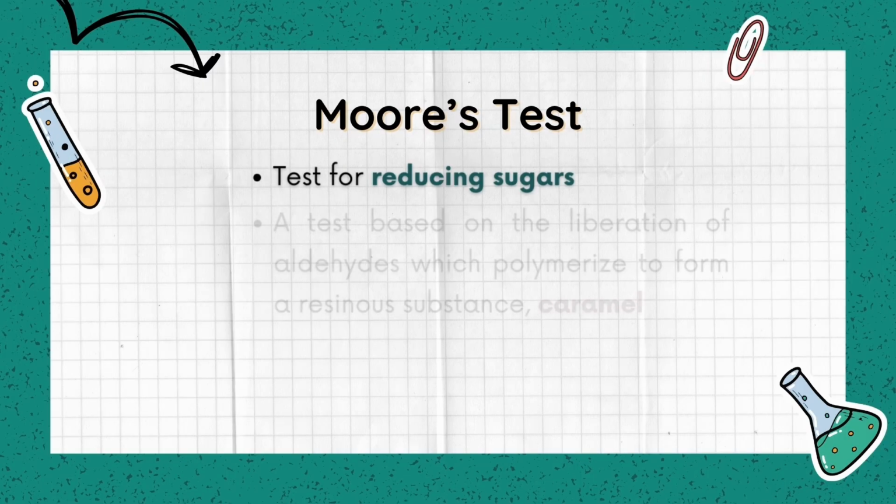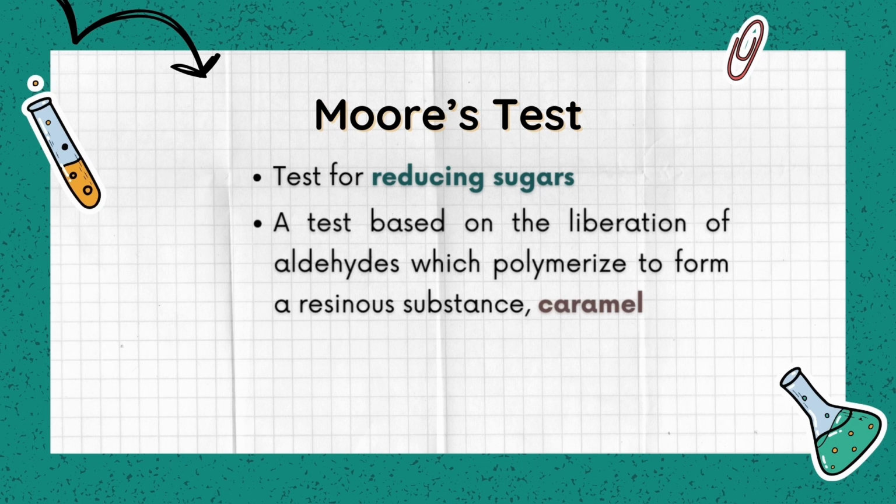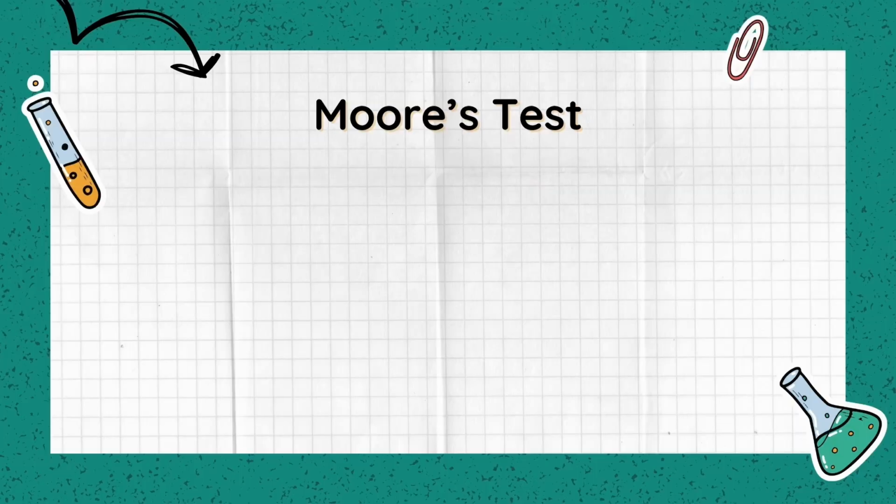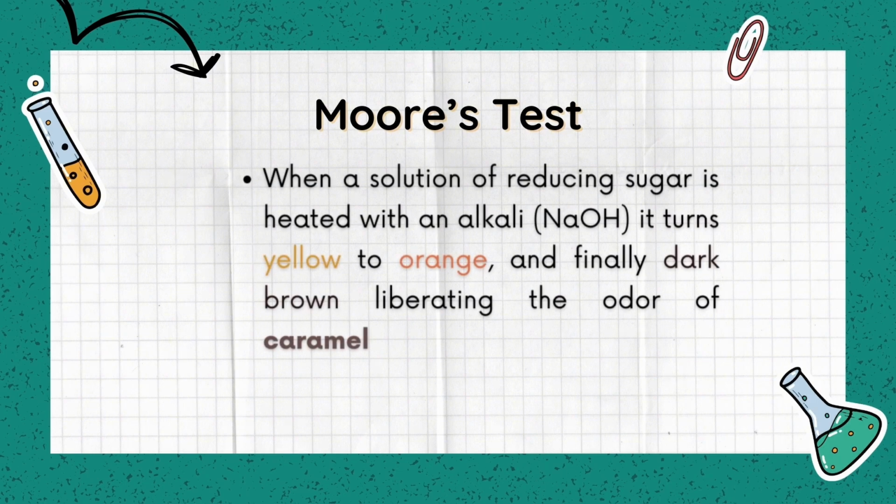And it's based on the liberation of these aldehydes to polymerize and form a resinous substance that we all know and love as caramel. But how does it form? Well, when a solution with a reducing sugar is heated with an alkali, let's say NaOH, then the solution turns from yellow to orange to eventually a dark brown, where the odor of caramel is prominent.